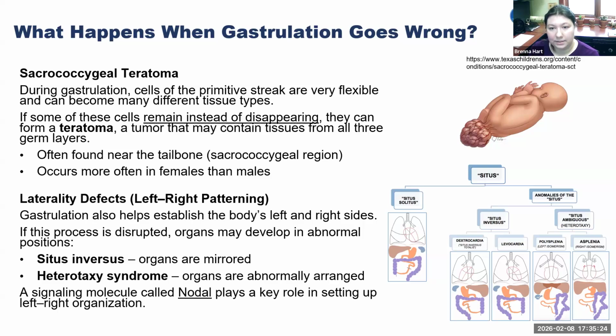This situation does not always have complications. In fact, someone can go their whole life without even knowing. And then you also have heterotaxy syndrome, where the organs are really abnormally arranged. This is the situation that does normally cause complications. And this usually happens because the signaling molecule nodal, which is helping with this organization, gets messed up a little bit.